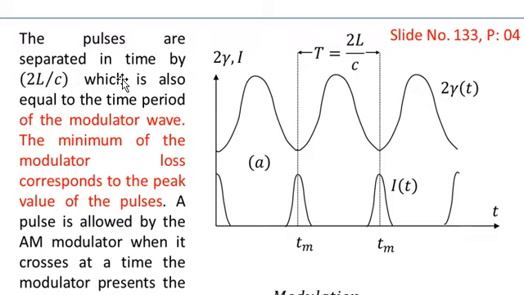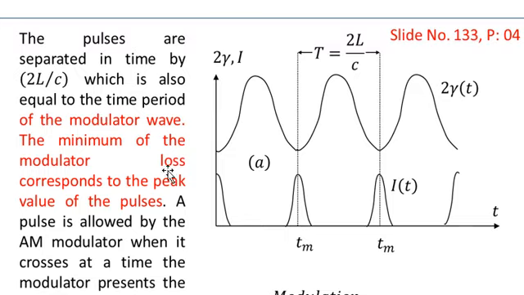The pulses are separated in time by 2L over C. So you can see that T is the time period between the two minima. The time period capital T is equal to 2L over C. Similarly, the same is the time period between the two peak values. The pulses are separated in time by 2L over C, which is also equal to the time period of the modulator wave.